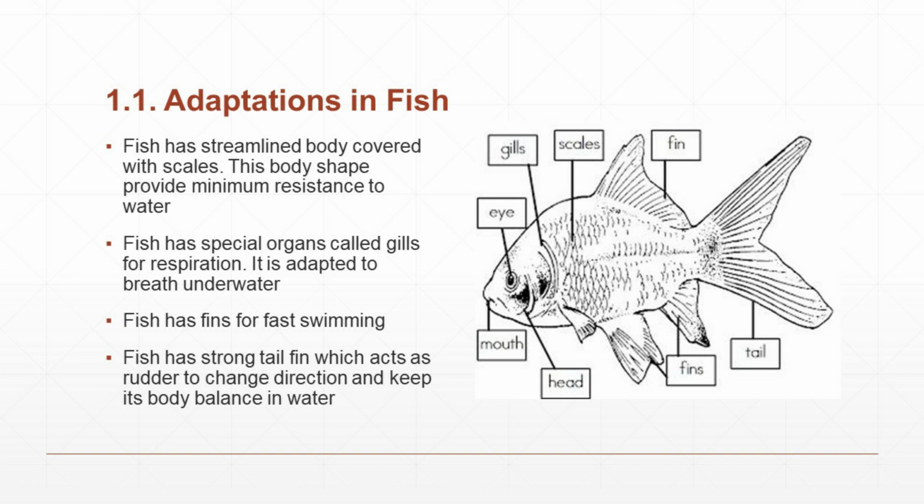The streamlined shape helps fish to move through water easily. Gills help to absorb oxygen dissolved in water for breathing. The slippery scales protect the body. The fins help fish to swim very fast. The tail fin can change the direction and also helps to balance its body when it is in water. These are the adaptations fish have.